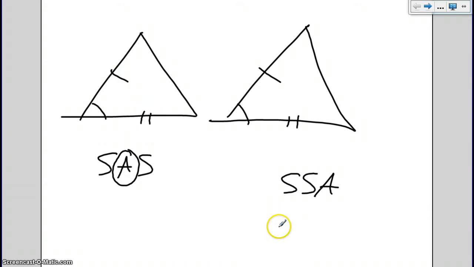Okay, for SSA it would look like this. I have a triangle, I have an angle, and I would have a side and another side over here. Notice how this angle is not in between these two sides.